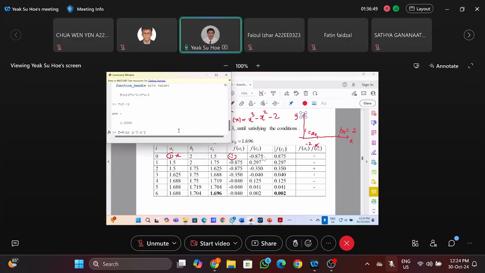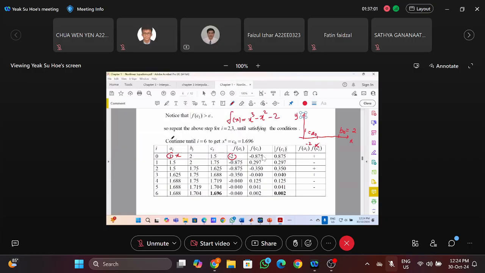S power 3 minus S power 2 minus 2. Okay, so F(B0) is F(2), which equals 2. So it means that B0, then your F will be 2 here. So your solutions, because this is a function: when your S is A0 you get minus 2, and when your S is B0, which is 2, then your answer is 2. So two values here.